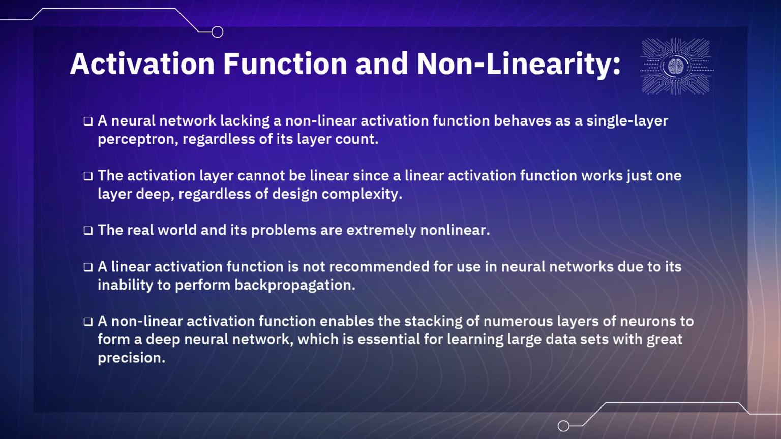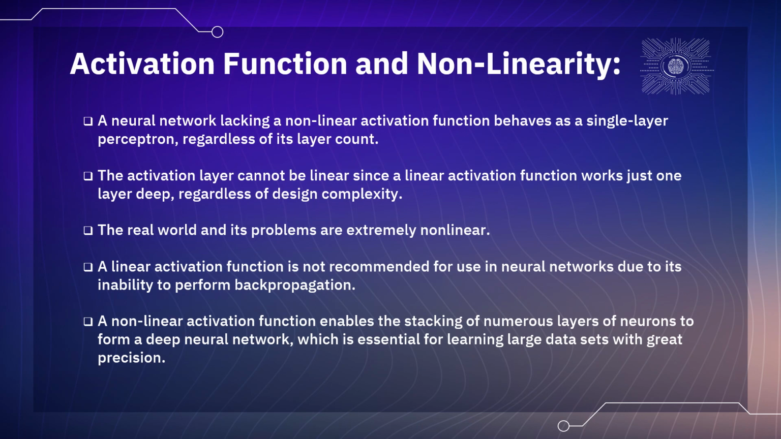The activation function cannot be linear because no matter how complex the design is, a linear activation function is only effective one layer deep. This means that linear activation cannot be used. In addition, both the real world and the challenges that it presents are very non-linear. The only circumstance in which applying linearity could possibly be advantageous is when dealing with regression issues. Backpropagation is something that cannot be done with a linear activation function. As a result, utilizing it in a neural network is not something that is encouraged.